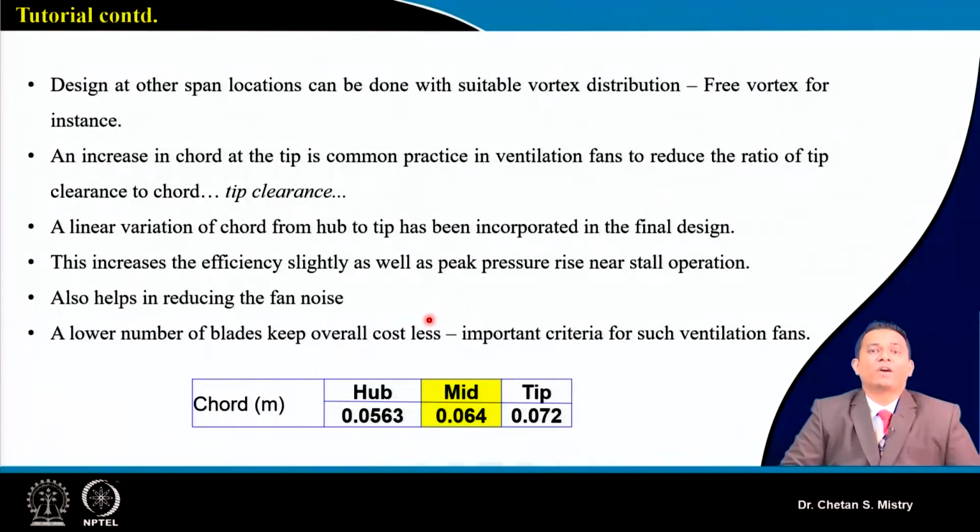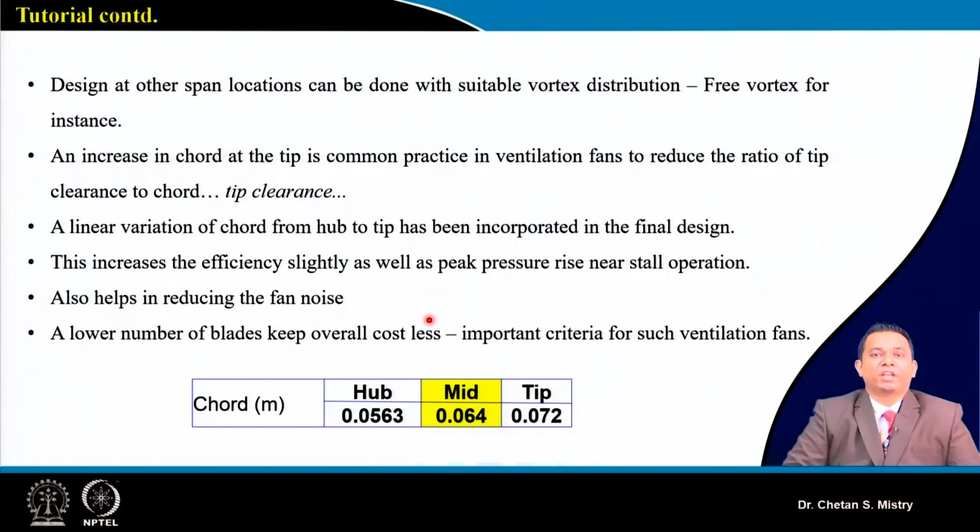Now once we have done our calculation at the mid station, the very next step is that we will be assuming our spanwise distribution. That is what we have done for almost all the designs we have discussed, so we will not be repeating the same thing here. For this design, we will be opting for the free vortex concept. Now once we are doing this calculation for the ventilation fan, the selection of chord is very important.